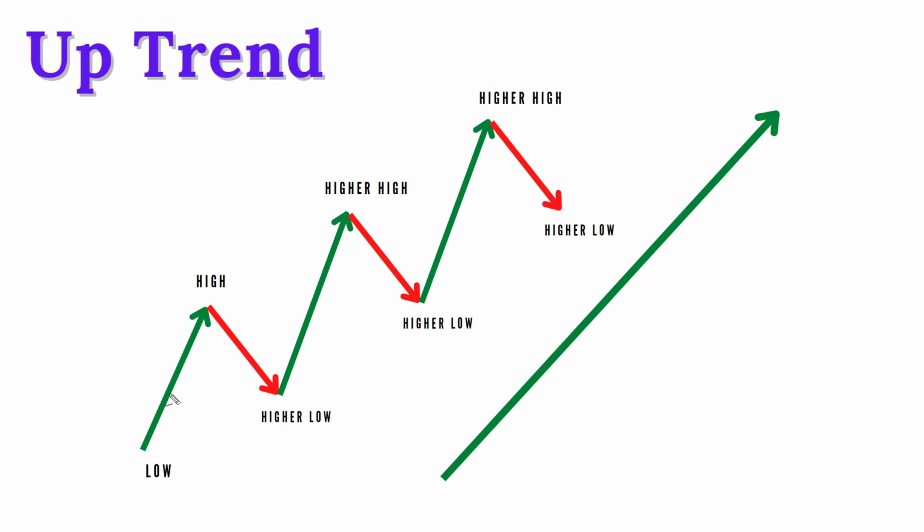Welcome back guys. Now let's discuss the types of trends. In types of trends we usually have three trends, that is uptrend, downtrend and sideways. So let's discuss them one after the other.